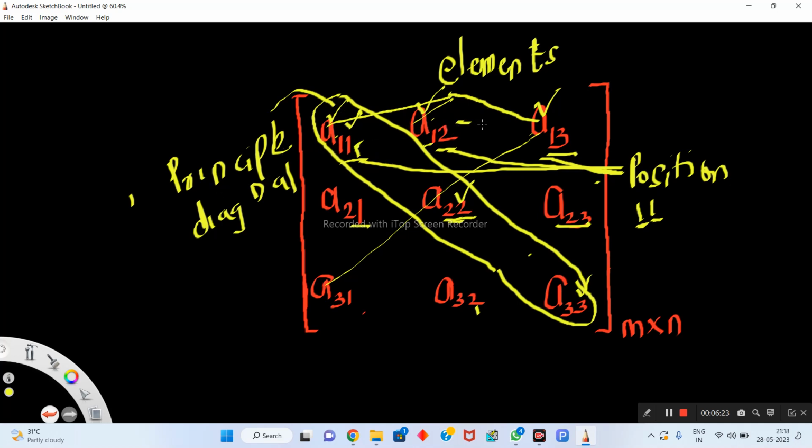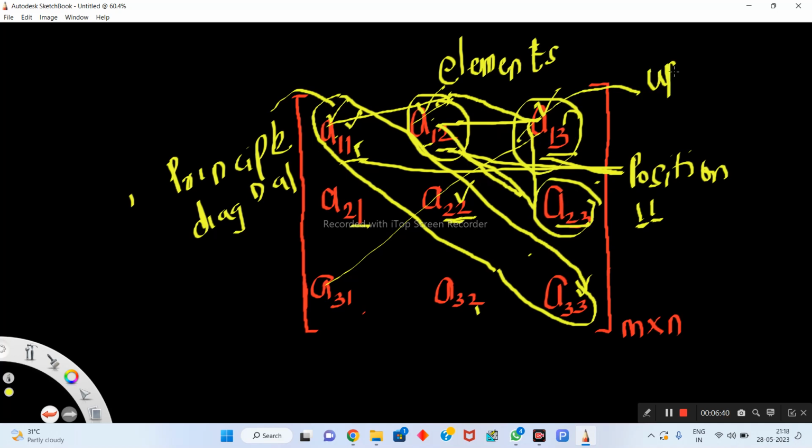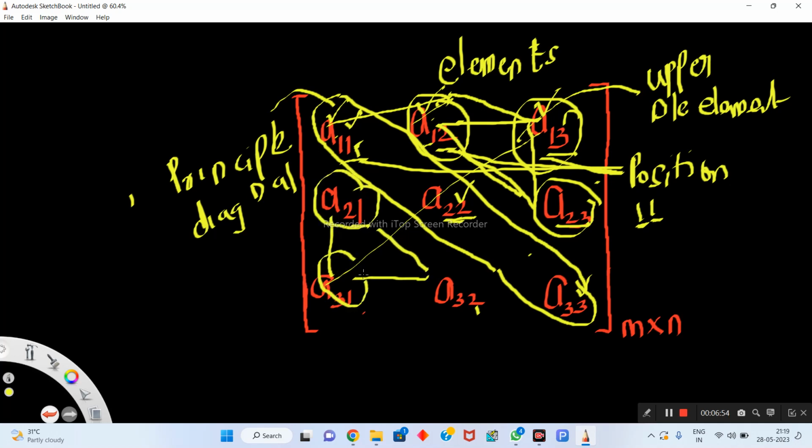If the position of this row and this column is the same, it is known as a principal diagonal element. And the elements which are above the principal diagonal element, you can see these three elements, A12, A13 and A23, are known as upper triangular elements. And the elements below the principal diagonal, how many are there? These three elements, A21, A31 as well as A32, are known as lower triangular elements.